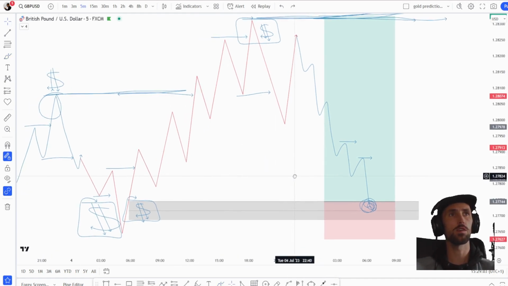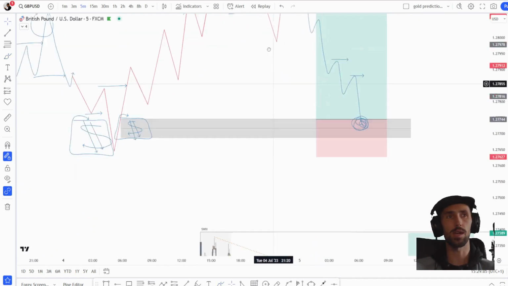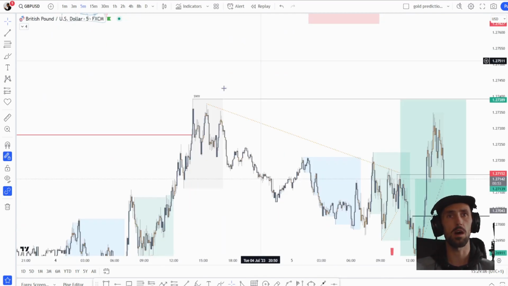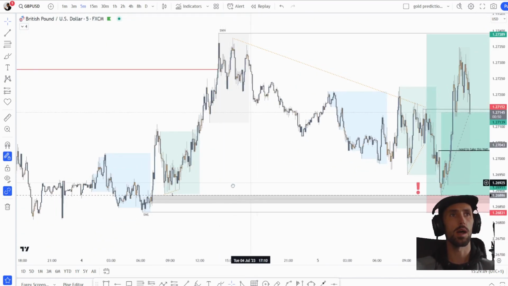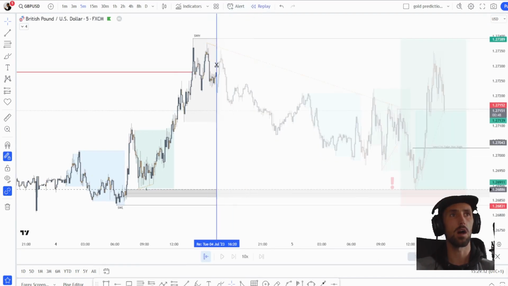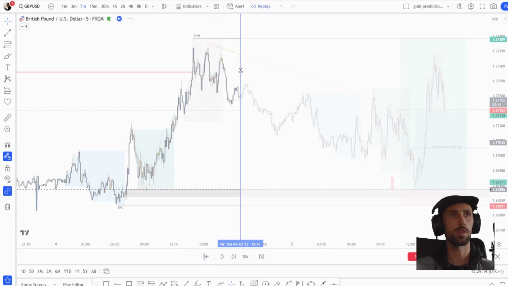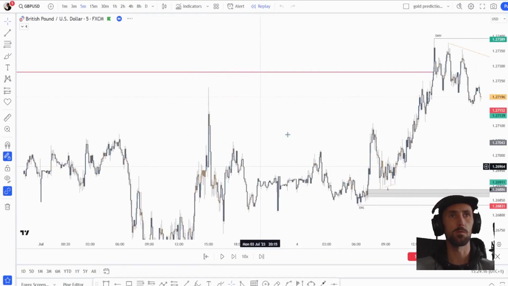So now that we've covered the core concepts, we're going to go down and actually show you this setup as a whole. And we're going to walk you through what we saw at the time and how we were able to capture this setup as a whole.